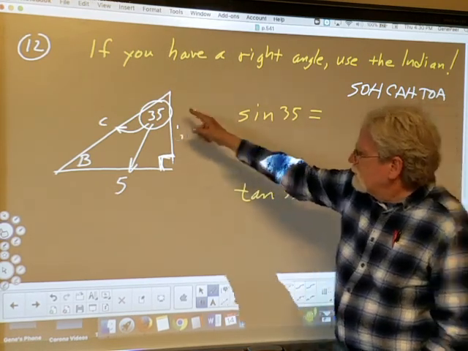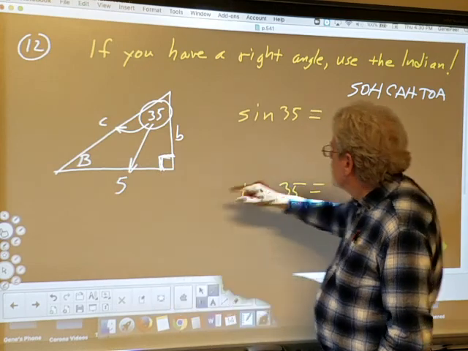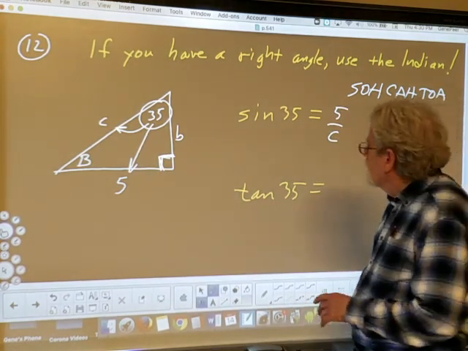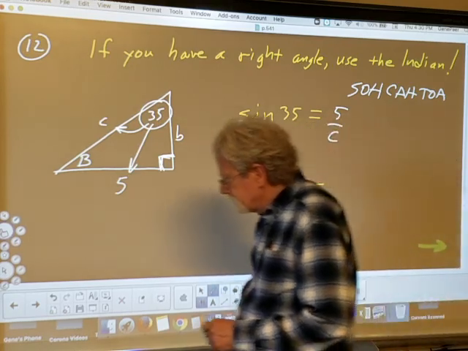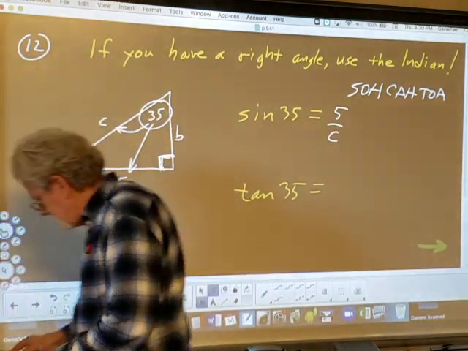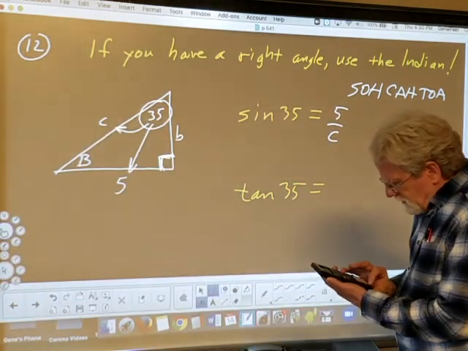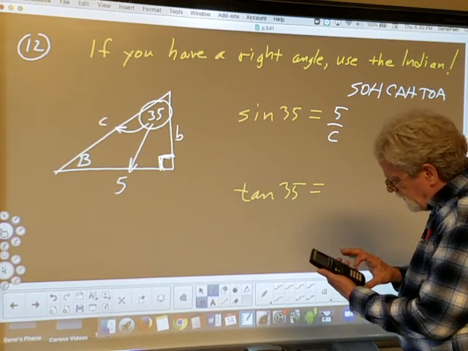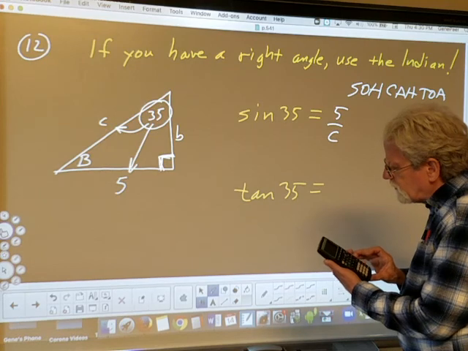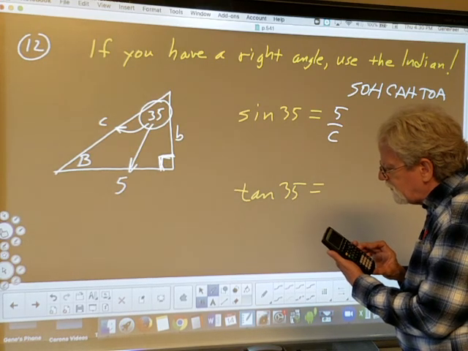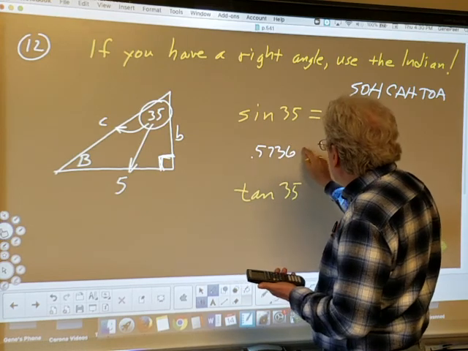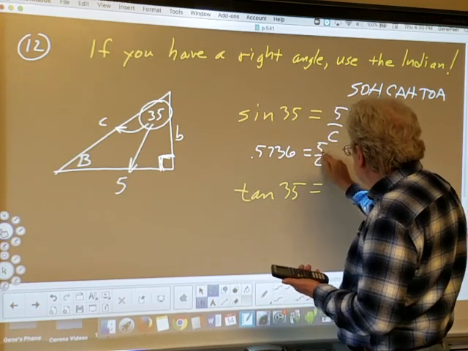Sine of 35 is 5 over c. I then go to the calculator and look up sine of 35. Sine of 35 is approximately 0.5736. So I have 0.5736 approximately equals 5 over c.